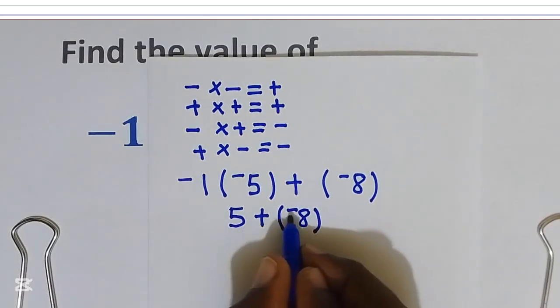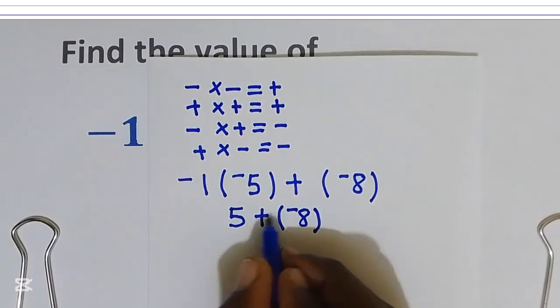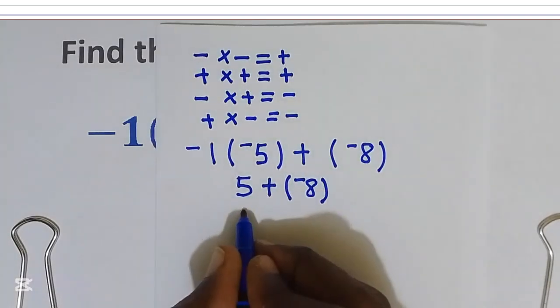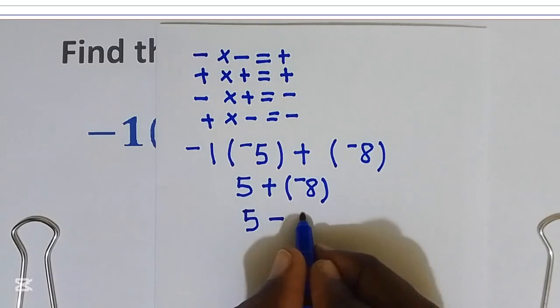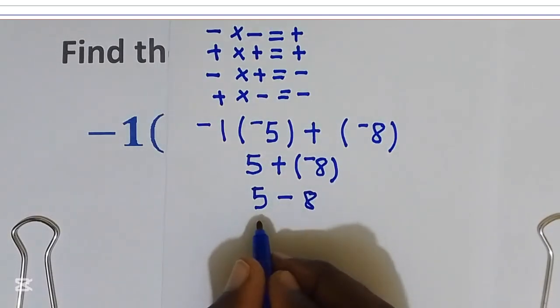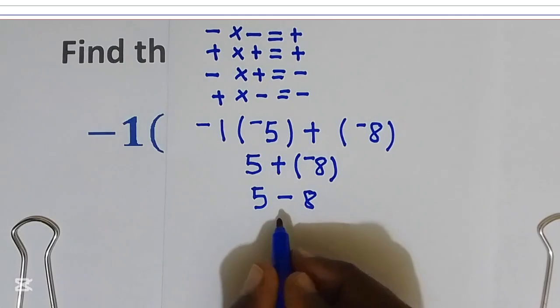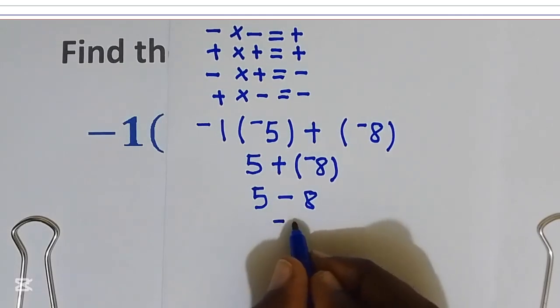Let us combine this sign and get the single sign by multiplying them. That is positive multiplied by negative. We are going to get negative. So 5 minus 8, we get the answer equal to minus 3.